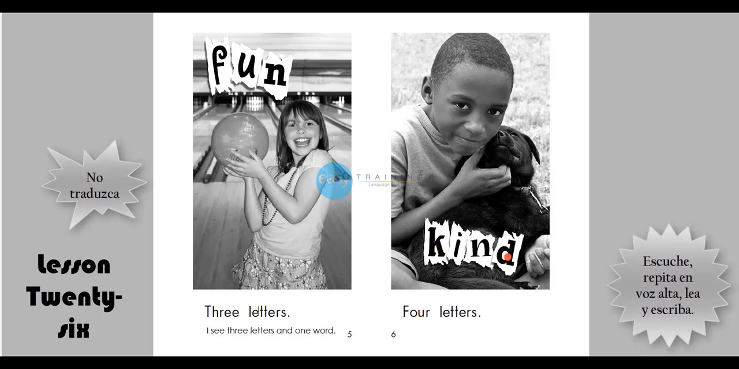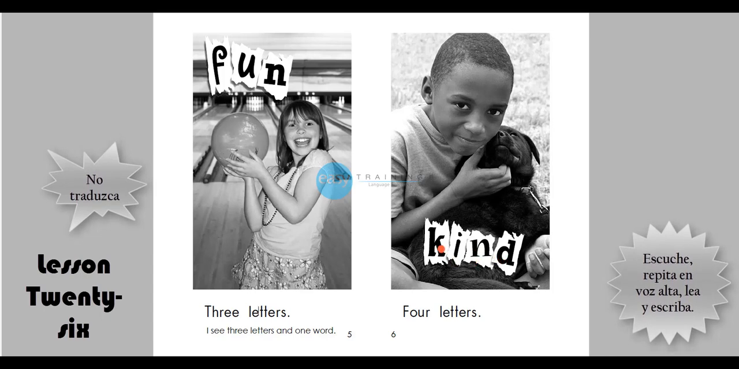Kind. One, two, three, four letters. Four letters. K, I, N, D. Puede ver usted ahora por qué le presenté el alfabeto y por qué le presenté algunos números antes de empezar a hacer estos ejercicios. K, I, N, D.